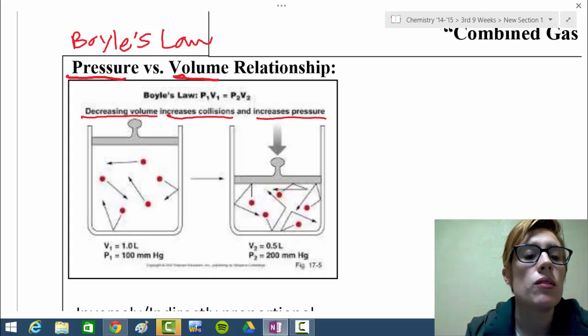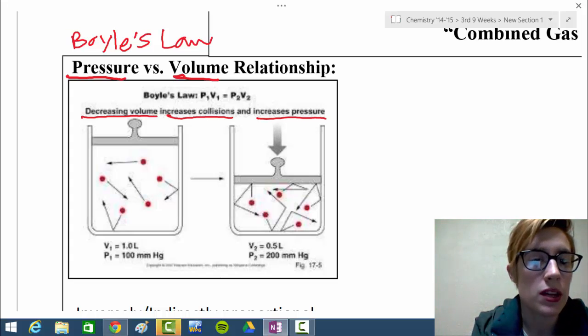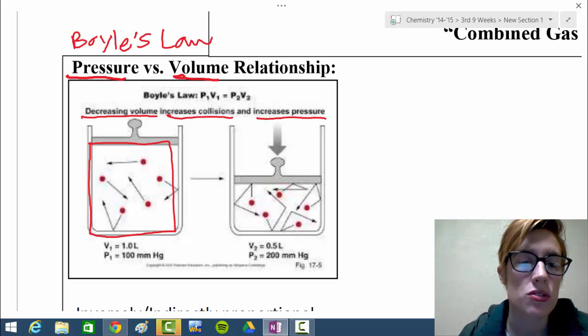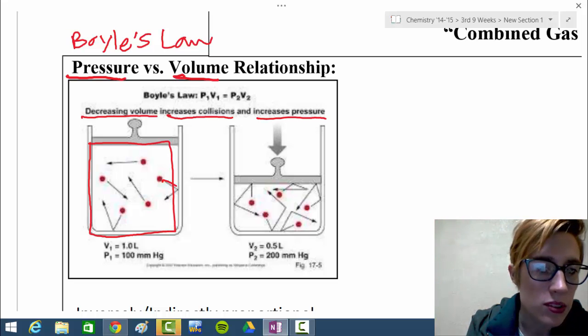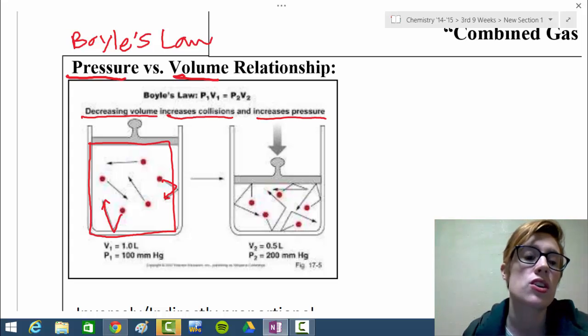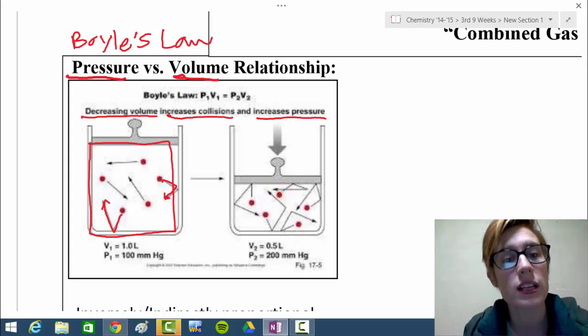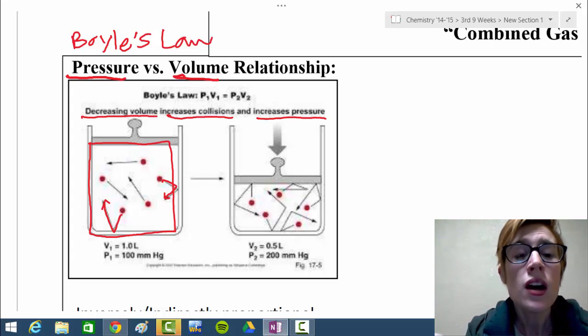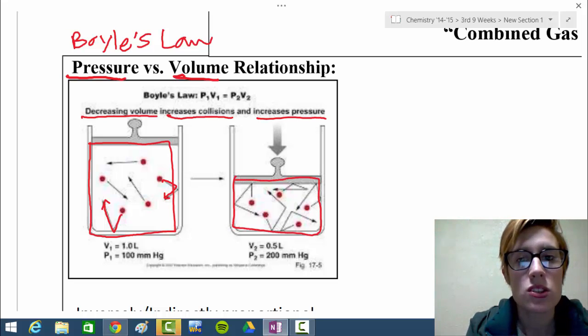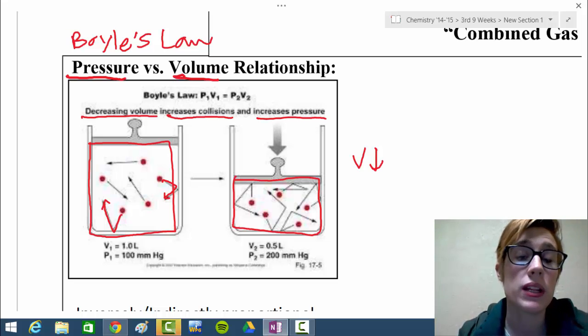So let's look over here in this very first picture. This is our volume. Okay, this volume means space, right? So this is the space that these gas particles are taking up. And you can see that they're bouncing against the walls here. So you can see that these gas particles are exerting pressure, right? They're exerting a push against each other and against the walls of their container. But what happens when we take this volume and we cut it in half, okay?